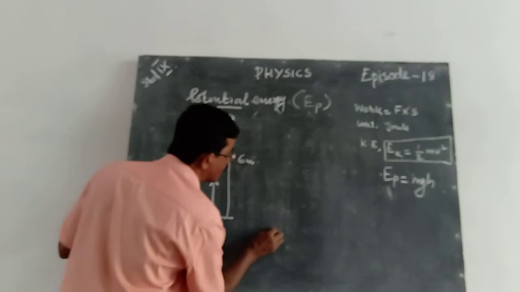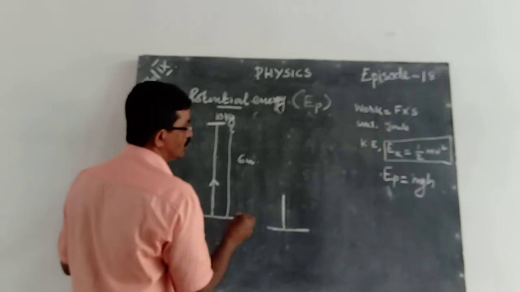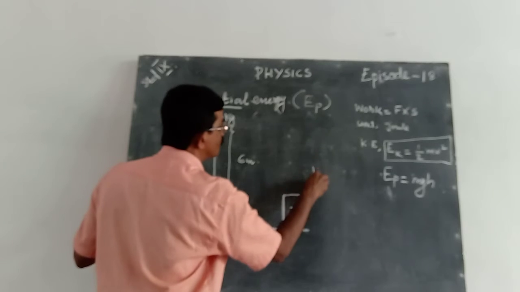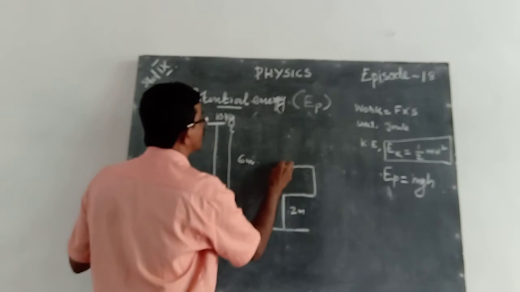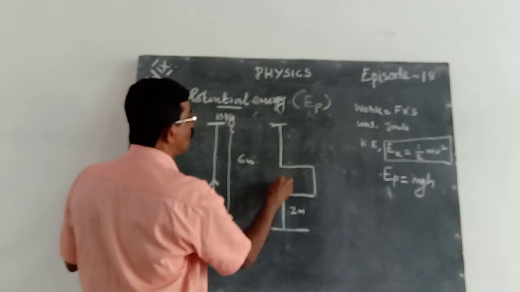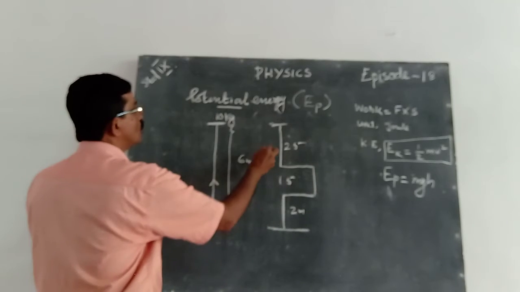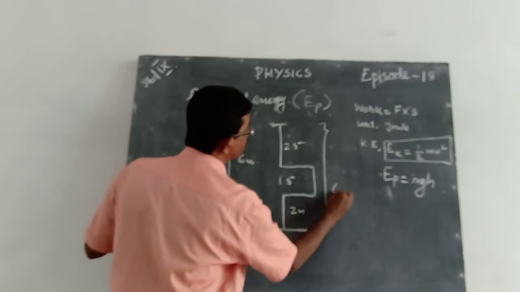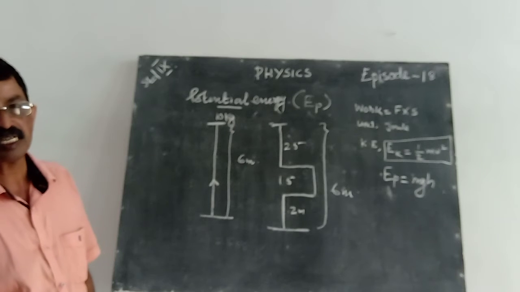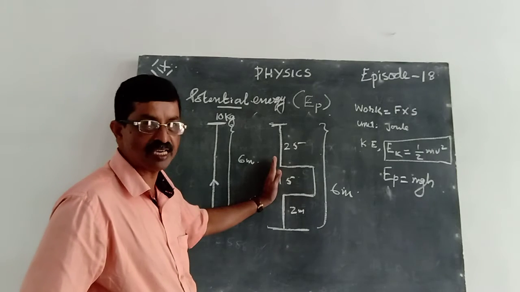Suppose the body is taken in another way. That means at first I took it here, suppose 2 meter, then to here, then to here, this way to the same height. See, here also 1.5 and 2.5. Now the total height is 6 meter itself. Is the work done in these two cases different? Here the work done against the gravitational force in these two cases is the same.